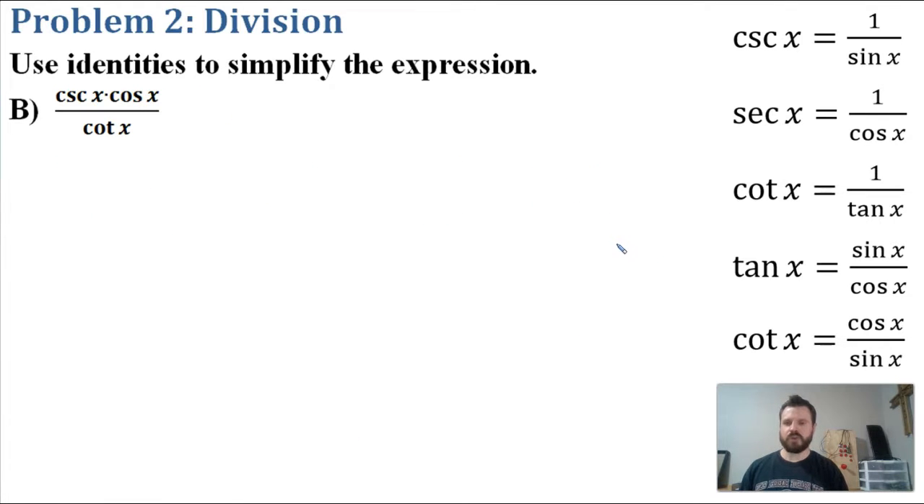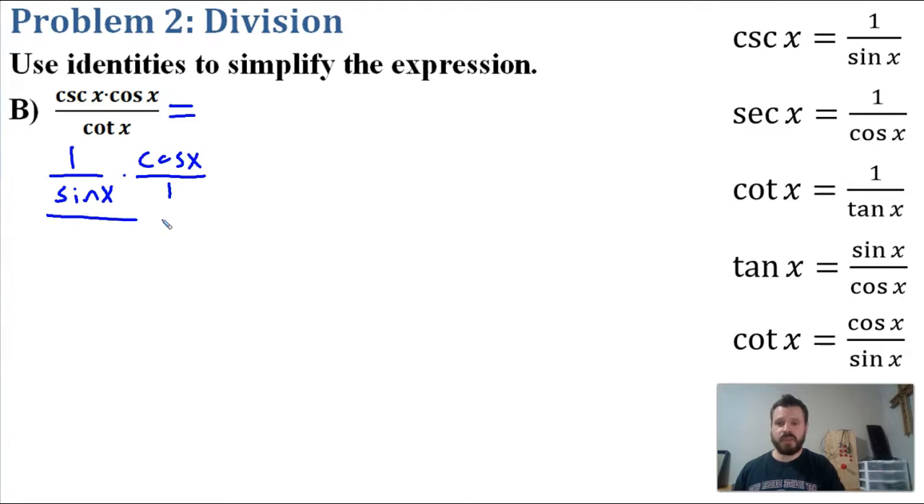All right, let's go ahead and run through part B. Same idea, trig expression with fractions. Step 1, convert everything to sines and cosines. Cosecant x is just 1 over sine x. Cosine x is just cosine x, we'll say cosine x over 1. And then that's all divided by cotangent, which we can say is cosine over sine.